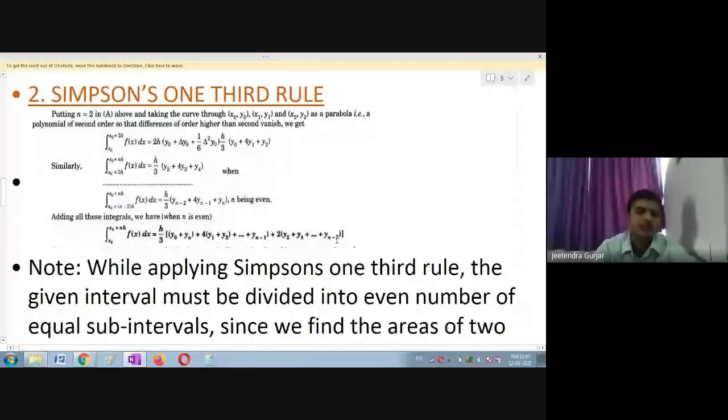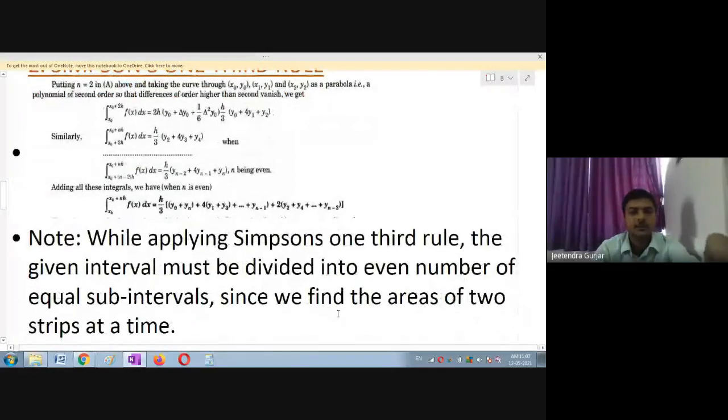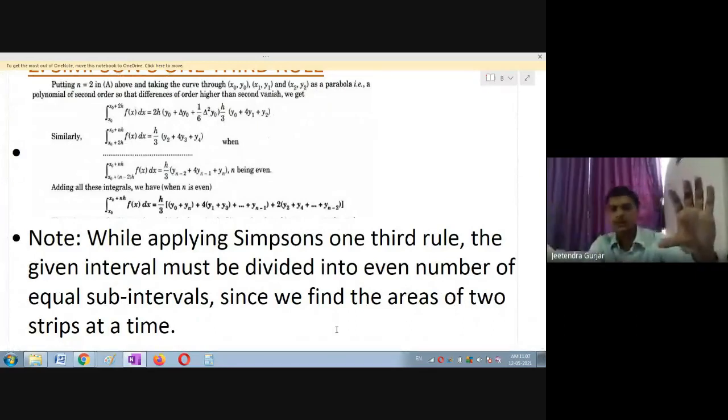Okay, so while applying Simpson's 1/3 rule, please remember the given interval must be divided into an even number of equal subintervals, since we find the area of two strips at a time. As I told you, first I will take two strips and calculate the area. Again I will take two strips, calculate the area and add. So like this, at a time I will calculate the area and add. This process I will continue.